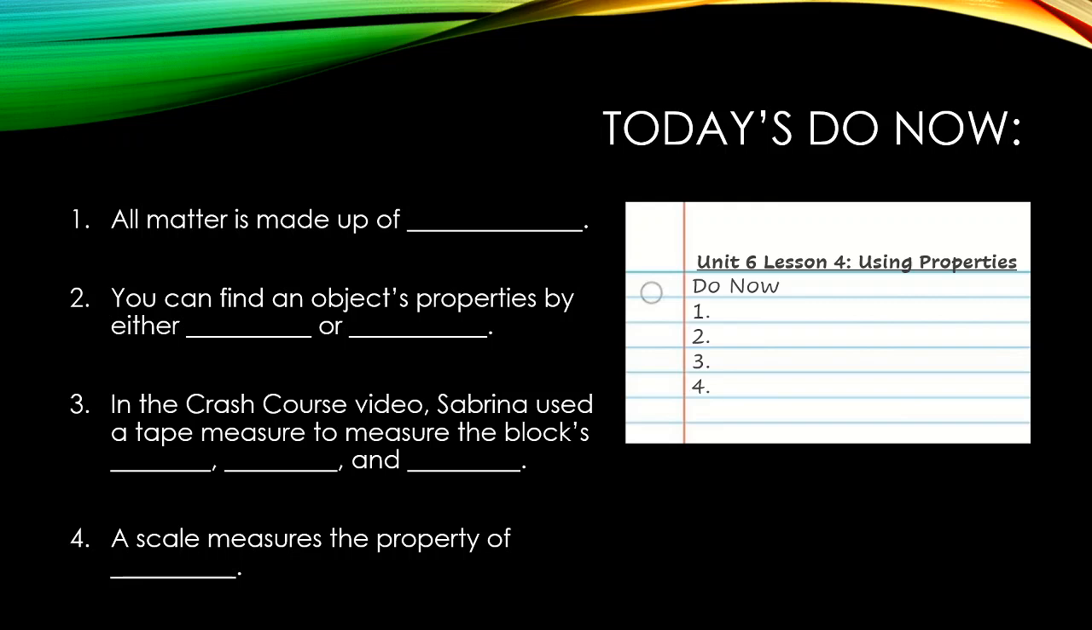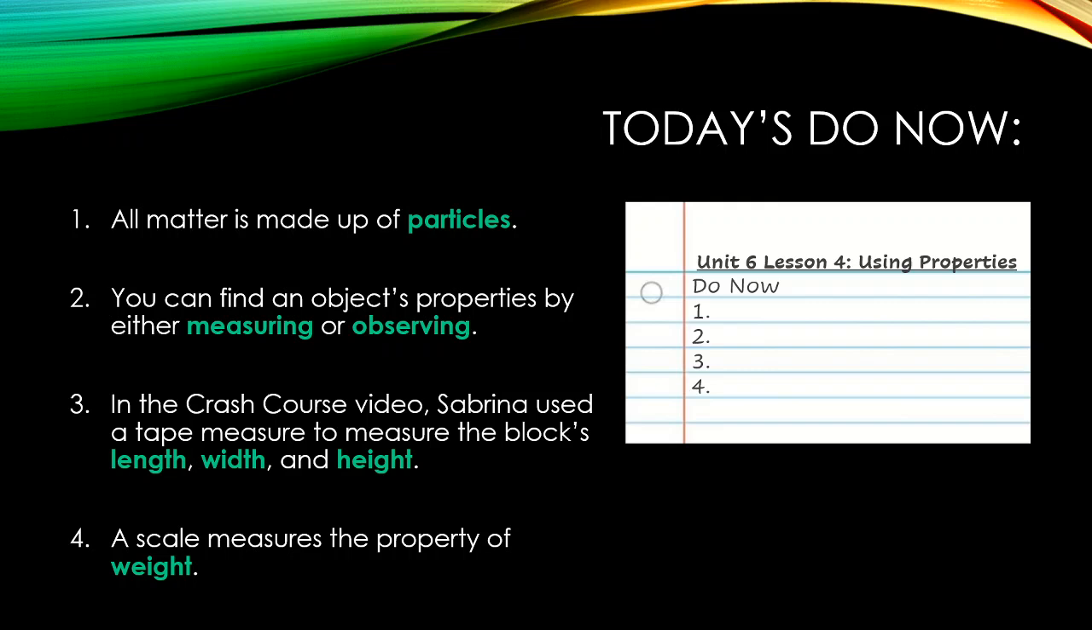Alright, I'm assuming that you're now unpausing and we are moving on because I'm going to show you the answers. So you've got to have yours down to see if you got them correct. Number 1. All matter is made up of particles. We talked about that a couple days ago, that if you could zoom in super close to any kind of matter, you'd see it's made up of tiny little particles.